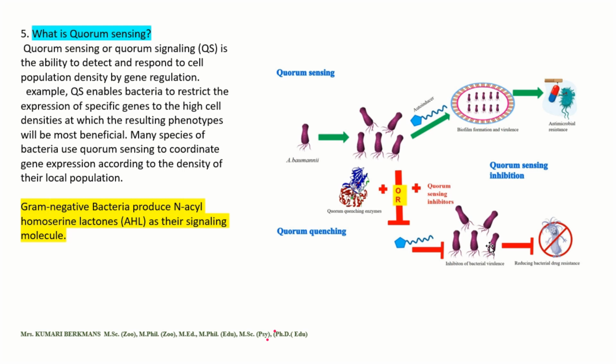Okay. One more important point is that gram-negative bacteria produce N-acyl homoserine lactones. AHL means acyl homoserine lactones, as their signaling molecule. So if the question comes, what is the signaling molecule for gram-negative bacteria, you have to answer N-acyl homoserine lactones. Okay.